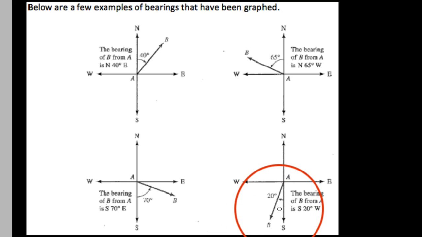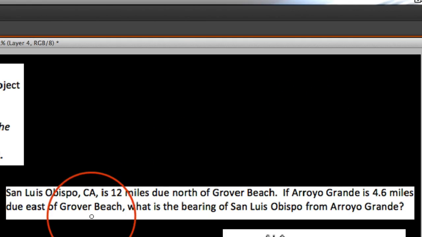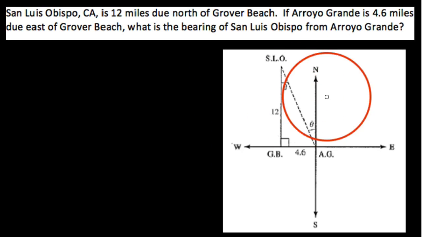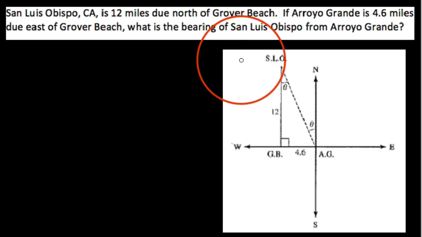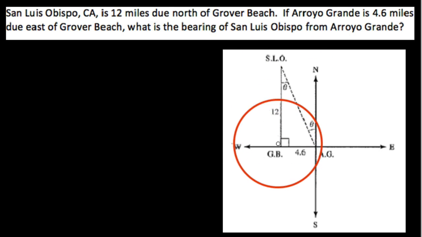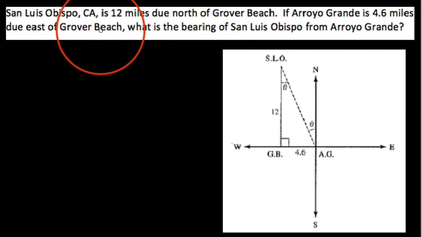Okay, so to use this notation, let's go ahead and take a look at an example that we'll work through here using right triangles. It says San Luis Obispo, California is 12 miles due north of Grover Beach. Okay, so you'll notice I already have a diagram over here. We say San Luis Obispo, we'll use SLO, is 12 miles north of Grover Beach. So here's our Grover Beach, it's directly north, and we say 12 miles. Okay. And we say if Arroyo Grande is 4.6 miles due east of Grover Beach.